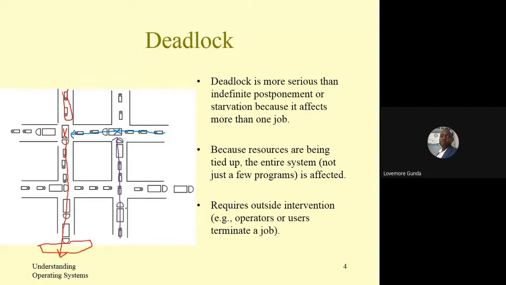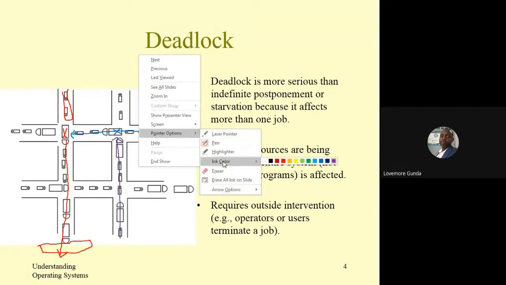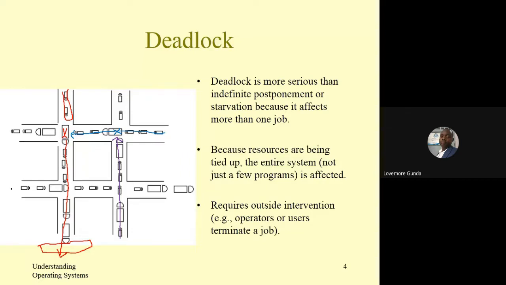When they stop here, to complete the deadlock, these ones also will get blocked here. And so this will not pass there. So that becomes a deadlock. Right? So a deadlock is more serious than indefinite postponement or starvation because it affects more than one job.